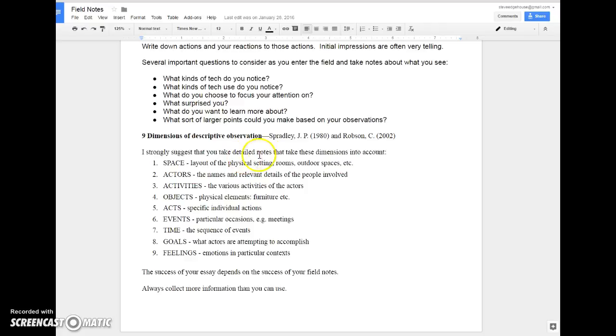I could send you the actual research, but that doesn't sound too exciting. So you have space, actors, activities, objects, acts, events, time, goals, and feelings. If you can record all those or versions of all those, your paper will be so rich in its descriptions and so useful to not only you writing the paper, but to me reading it.